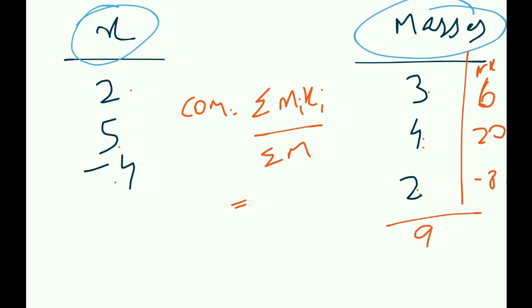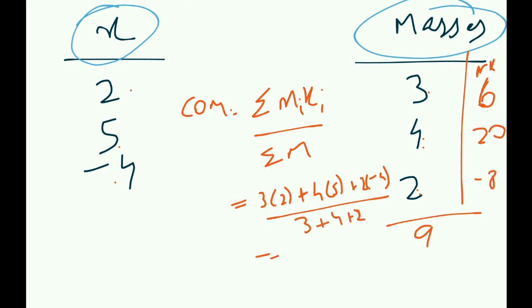So when I multiply this, I'll put 3 into 2 plus 4 into 5 plus 2 into minus 4, by 3 plus 4 plus 2. You don't have to write all the steps. So that's going to be, what's sigma mx? It's 18. So I'm going to get 18 by 9, and that's 2. And whoa, that's a perfect number.